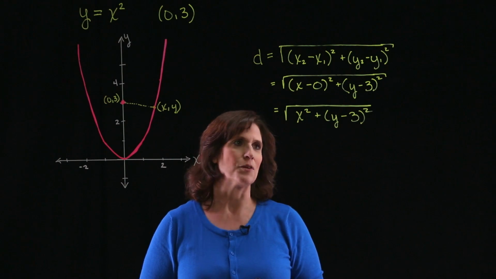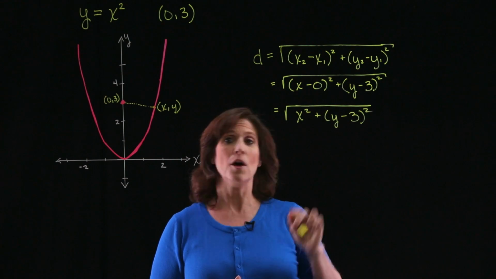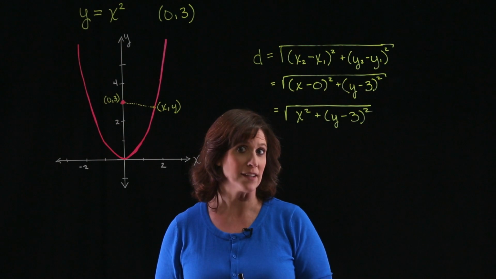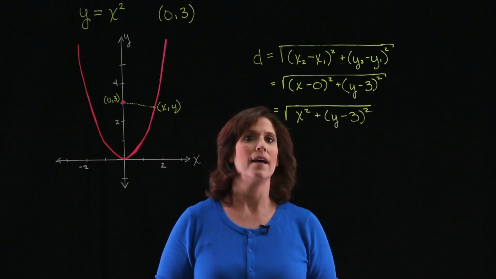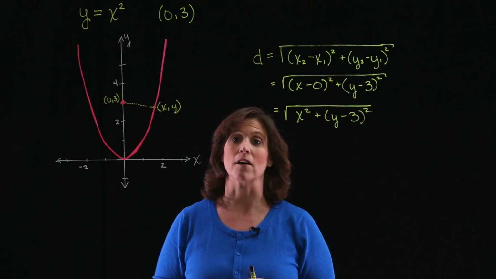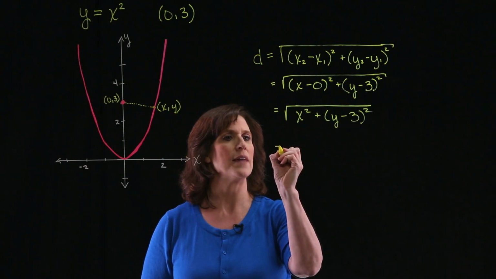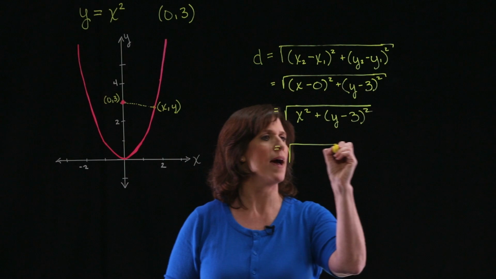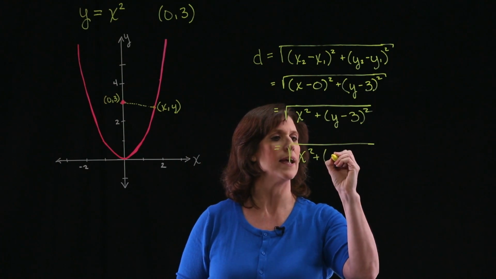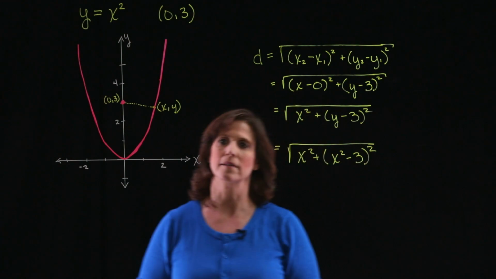The next thing I have to be concerned about is I would really like this formula to be a function of a single variable. Notice I have both x's and y's in my formula, so I want to write everything in terms of x's or everything in terms of y. I think in this case it's going to be easiest to replace the y with an x squared, because I know that that point is on the graph y equals x squared. So let's do that substitution. So I now have the square root of x squared plus the quantity x squared minus 3 quantity squared.